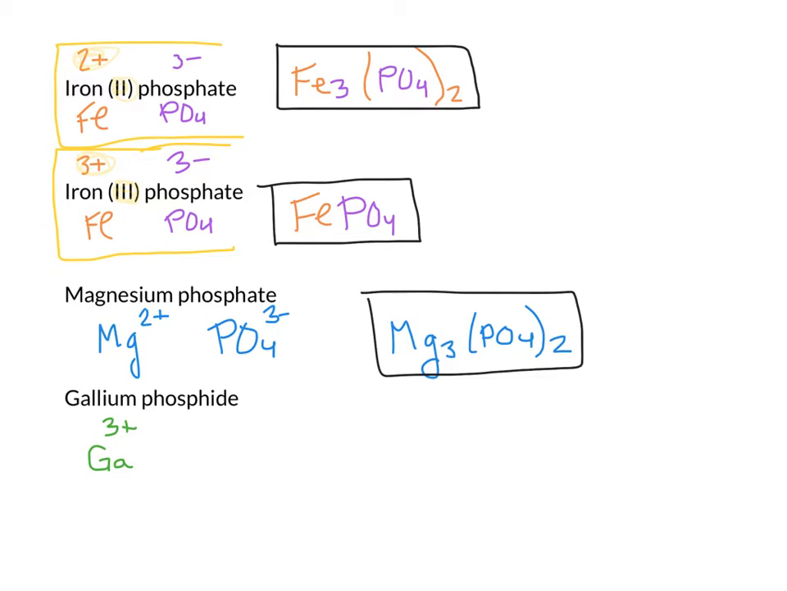Phosphide, when it ends in -ide, it's just phosphorus. No oxygens, no polyatomic, nothing. And phosphide, if you look at that group, group 15 on the periodic table, the nitrogen group, they always have a 3- charge. And we have something really magical happening here. The same thing that happened here: 3 plus, 3 minus, they just cancel each other out. And what do you know? We have a 3 plus, 3 minus, they cancel each other out. So our final answer is quite literally GaP, gallium phosphide.